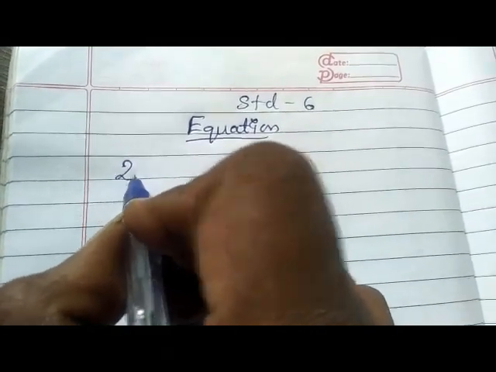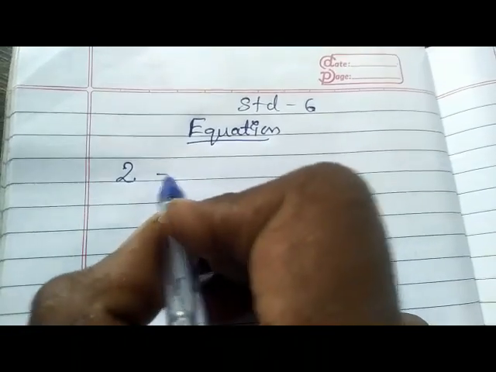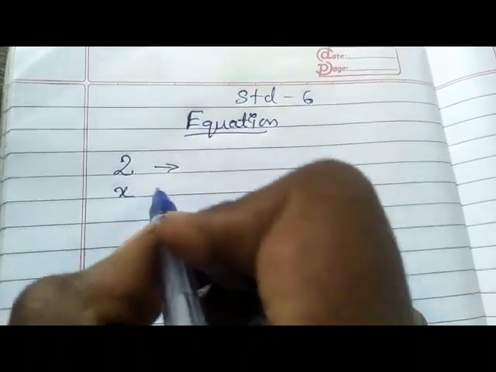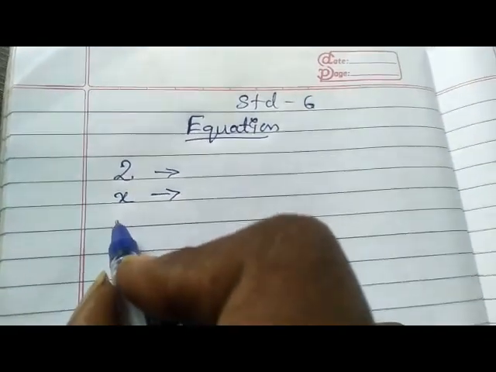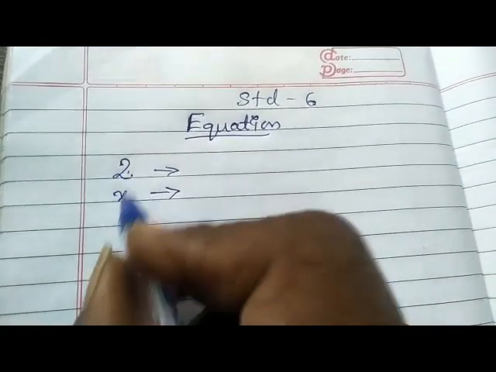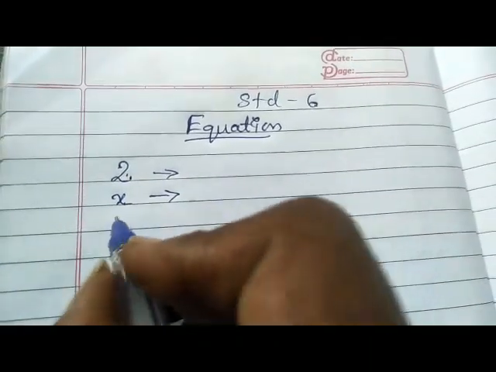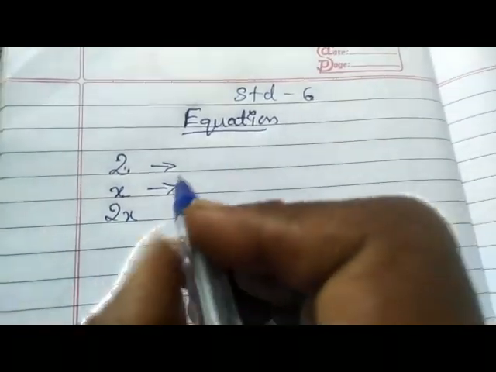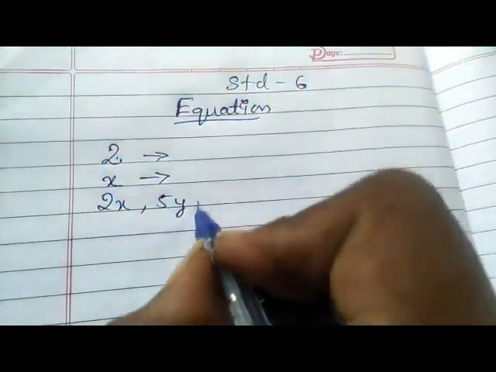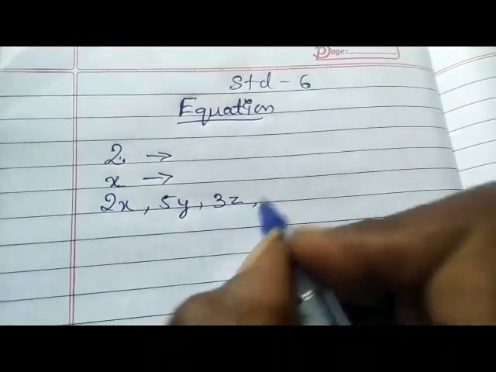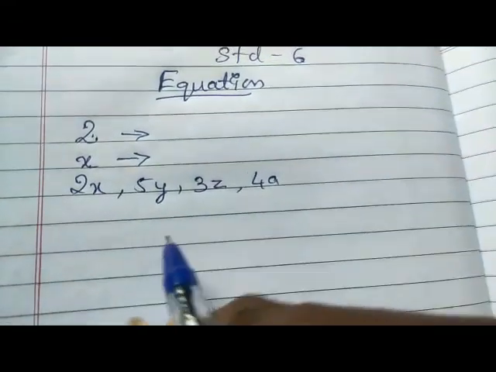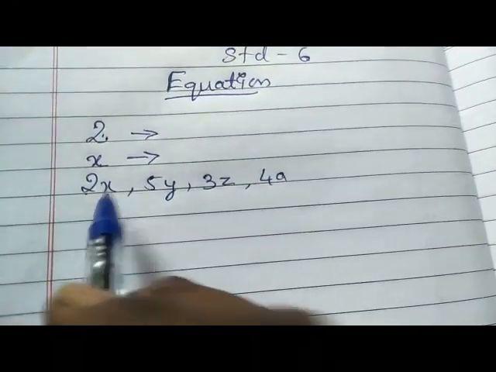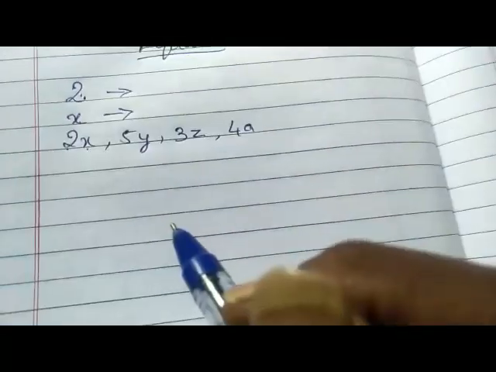When I say 2, this is the number 2. But when I say x, this is the alphabets. So in this equation, there is a mix of alphabets and the number, like 2x, 5y, 3z, 4a. So one is a constant, another is a variable. So let us learn the equation for this.